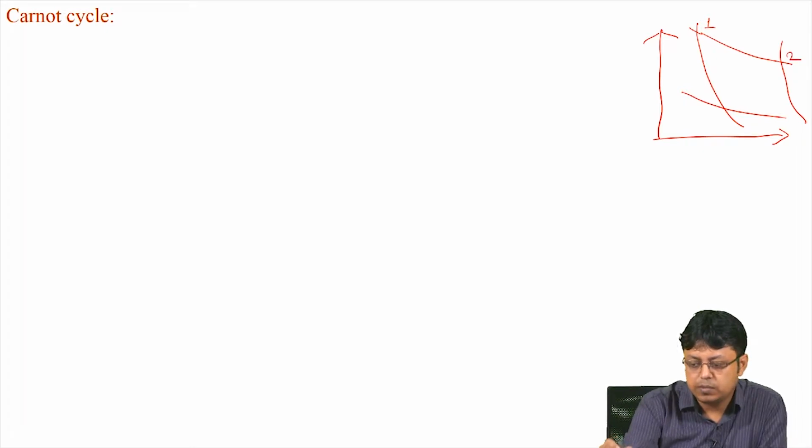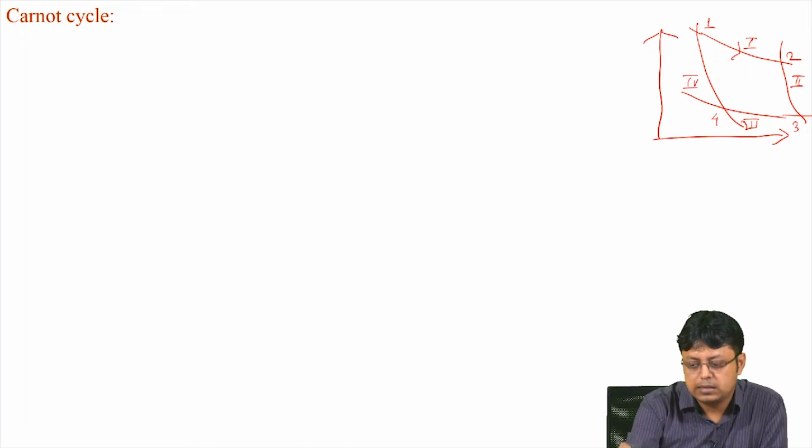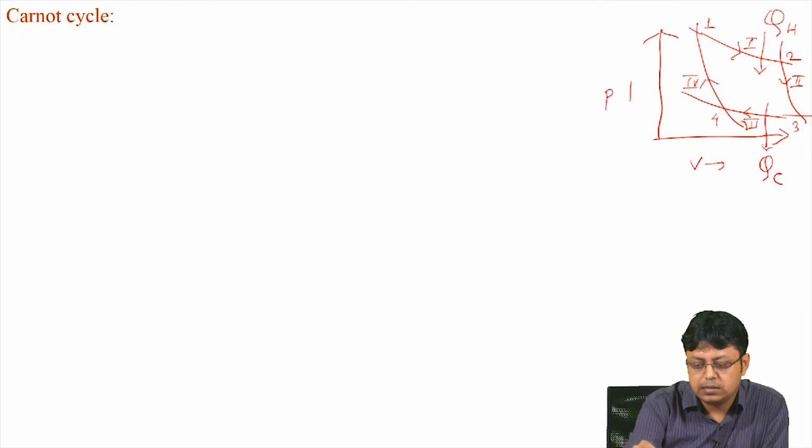So, it is going from state 1 to 2 by isothermal expansion, then 2 to 3 by adiabatic expansion, then 3 to 4 by isothermal compression, then 4 to 1 again by adiabatic compression. Now, this is step 1, this is step 2, this is step 3 and this is step 4, and this cycle is continued, and the system or the heat engine continuously takes in each cycle QH amount of heat and releases QC amount of heat. So, let us now try to understand what is the work done in this entire process.